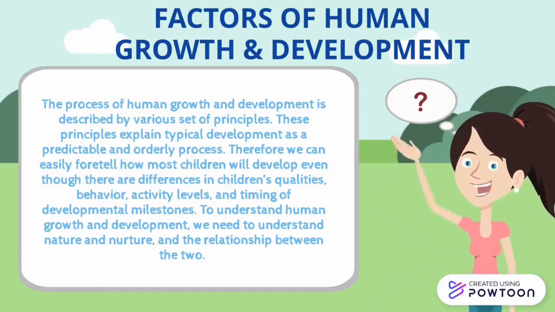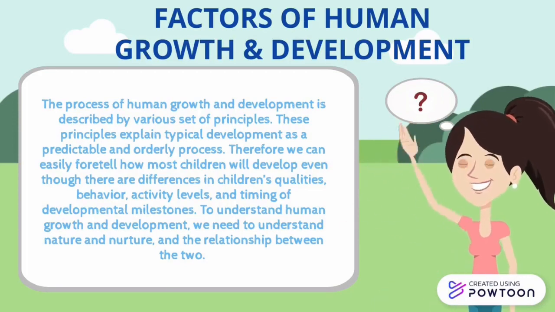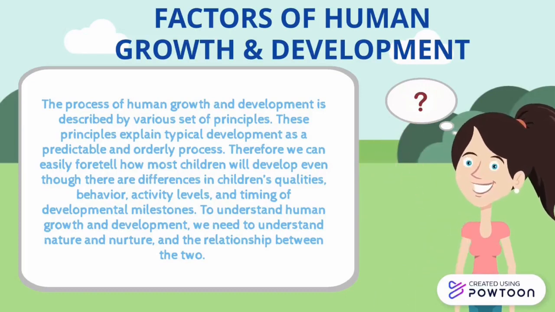The process of human growth and development is described by various sets of principles. These principles explain typical development as a predictable and orderly process. Therefore, we can easily foretell how most children will develop even though there are differences in children's qualities, behaviors, activity levels, and timing of development milestones. To understand human growth and development, we need to understand nature and the relationship between the two.